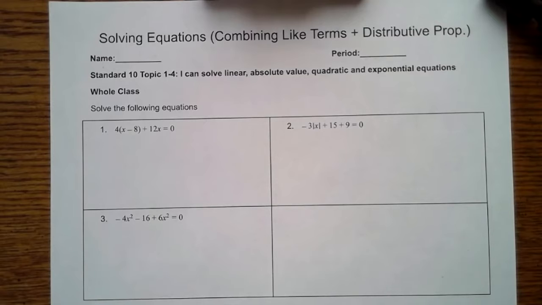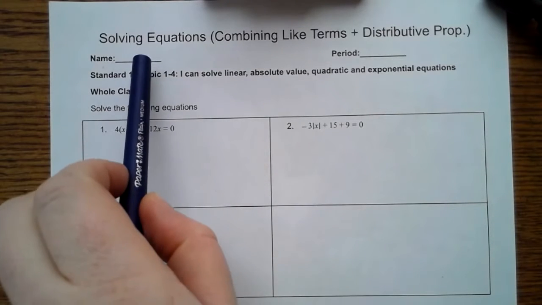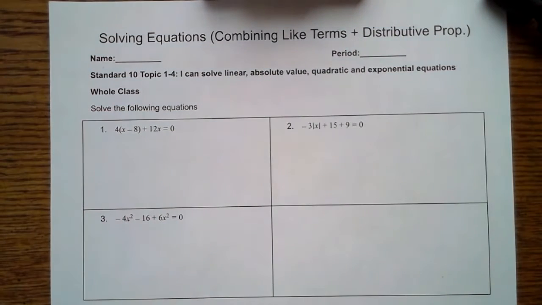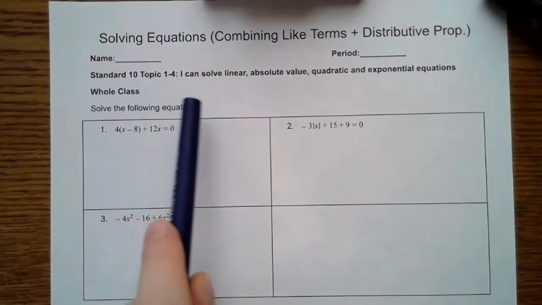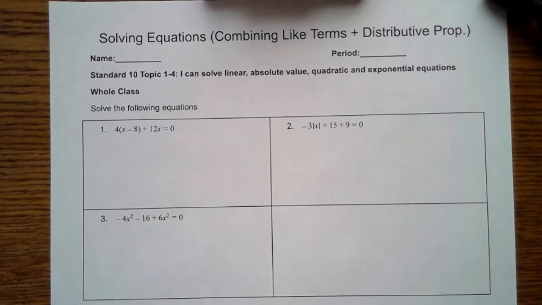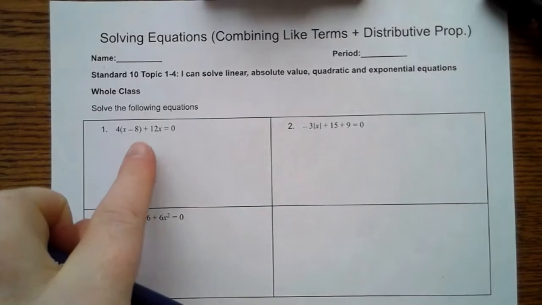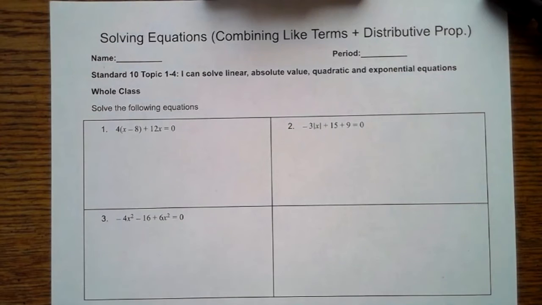Unit 5, Lesson 6, solving equations, as always, combining like terms and distributive property. This whole unit is standard 10, topic 1 through 4. I can solve linear, absolute value, quadratic, and exponential equations. If you notice, we're missing our exponentials. Exponentials don't really fit in with combining like terms. That's more of an Algebra 2 topic, but we'll deal with linear, absolute value, and quadratic today.